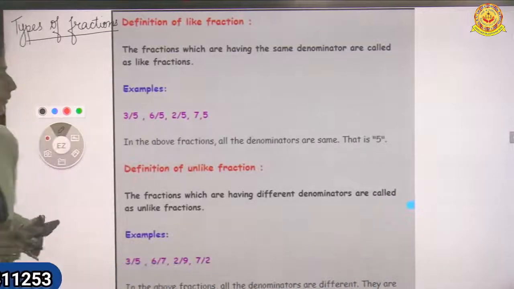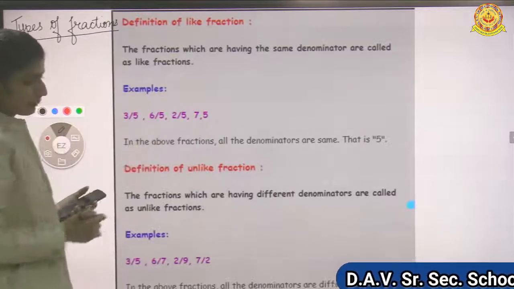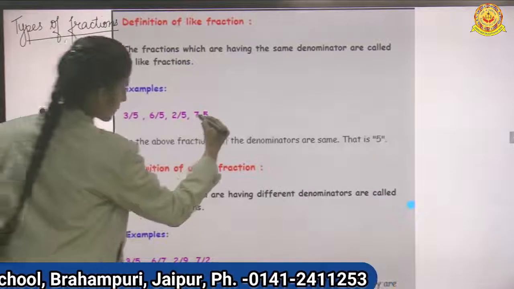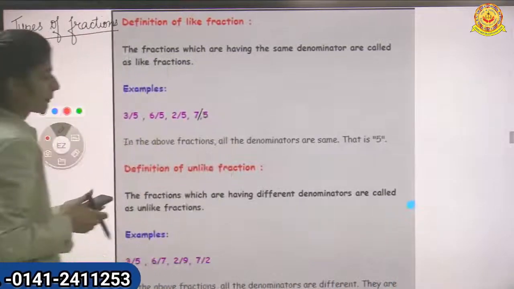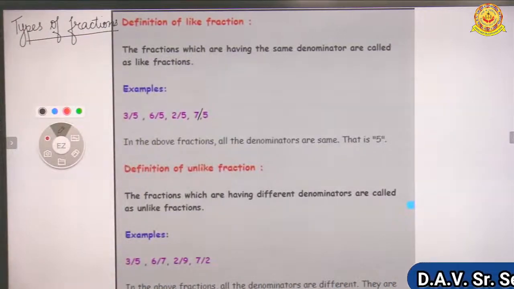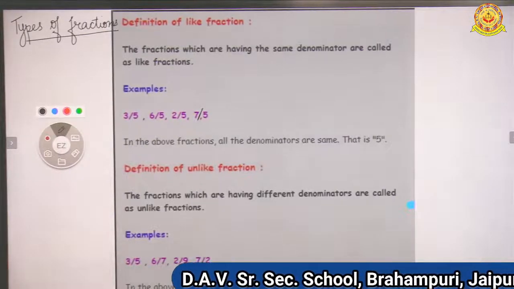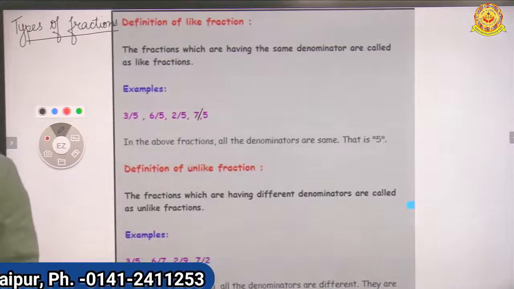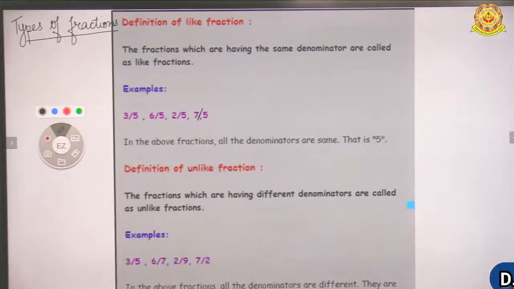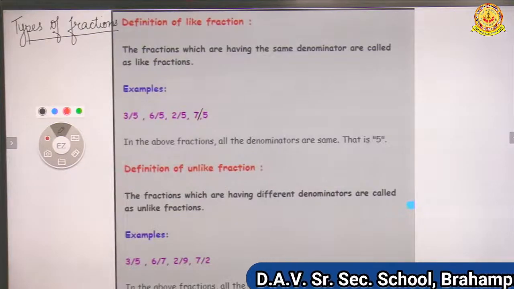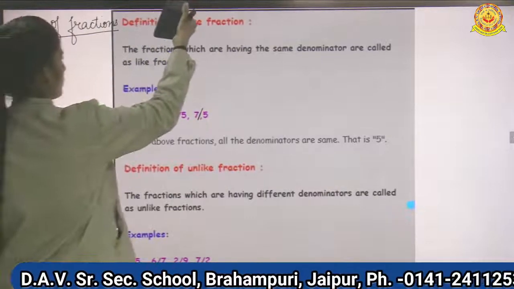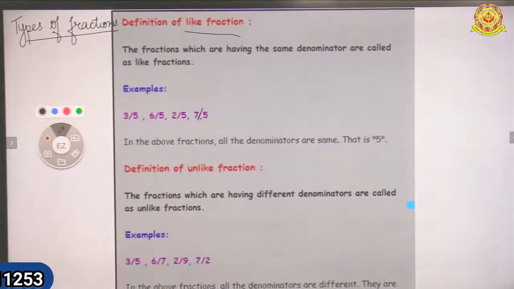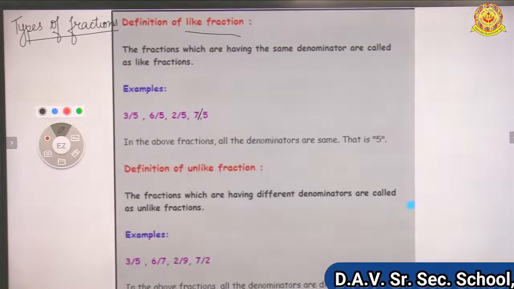For example, 3/5, 6/5, 2/5 and 7/5. Now on observing this, we can see that in all the above fractions, all the denominators are the same, and that is 5. So if the denominators are the same, the fractions are said to be like fractions. Clear, everyone?